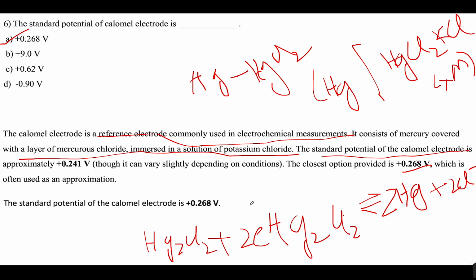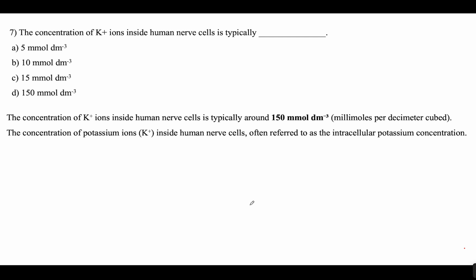Now moving to the next question. The concentration of K plus ion inside a human nerve cell is typically 5 millimole per decimeter cube, 10 millimole per decimeter cube, 15 millimole per decimeter cube, or 150 millimole per decimeter cube. So first we will discuss the role of K plus ions in the human nerve cell.